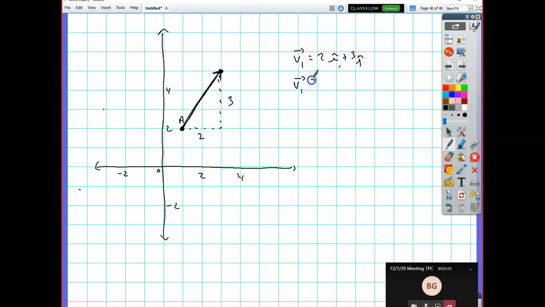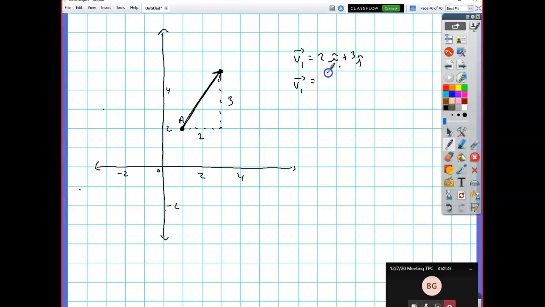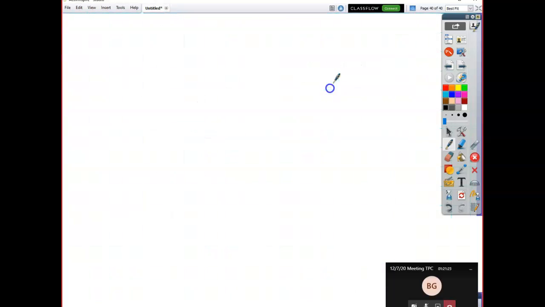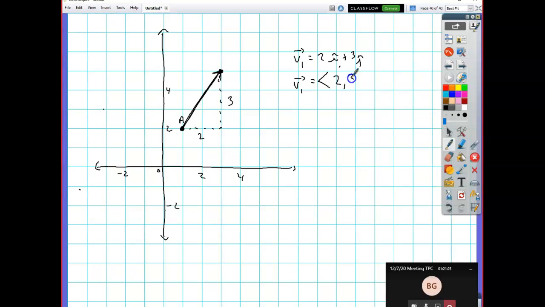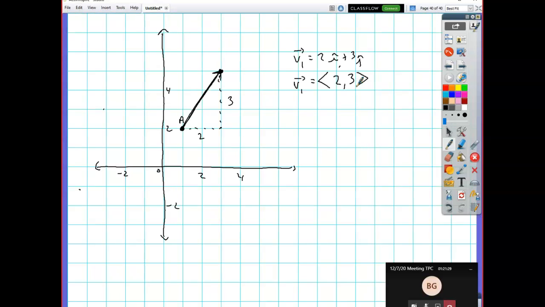All right. Now, if I wanted to write it in ordered pair form, that means use the angle brackets. How would I write it? I have no idea. Okay, angle brackets. That's it. That's how you write using angle brackets.